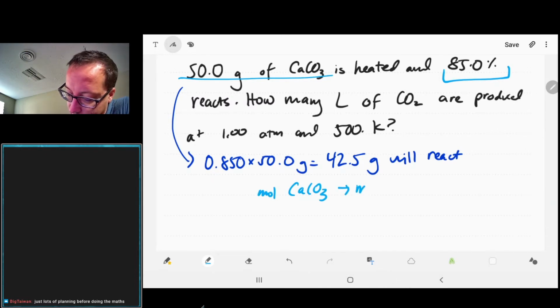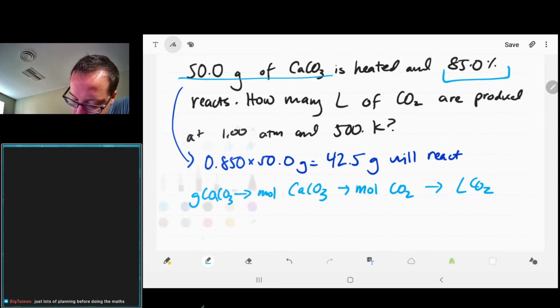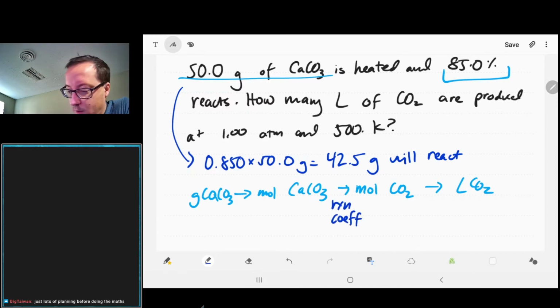We got moles of calcium carbonate to moles of CO2. We're asked for liters of CO2. I guess we'll continue the plan. And we're given grams to start. CaCO3. There we go. As always, reaction coefficients in the middle. Going from moles to liters of a gas, we're going to use volume equals nRT over P. Ideal gas, I'll just solve for V there. And then we have our molar mass.